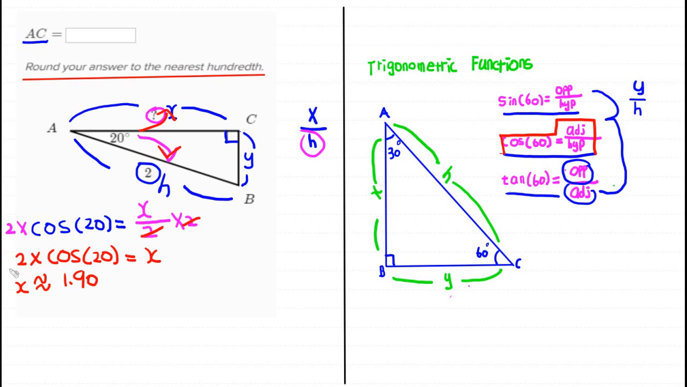And for the second step, we moved every expression from the right side to the left side in order to isolate x on the right side, in order to find the x value. And we calculated this expression, 2 times cosine of 20, which will give us approximately 1.90. So the answer is x is approximately 1.90. And we're done.